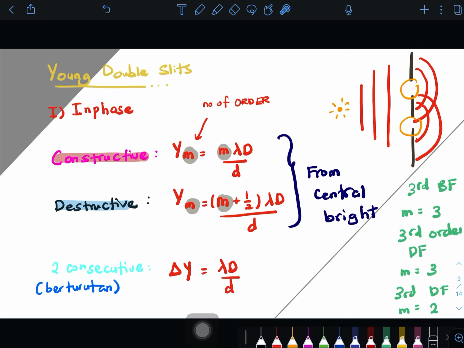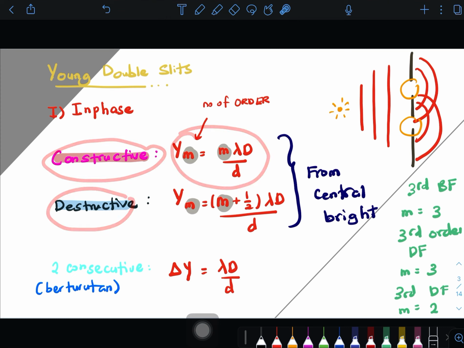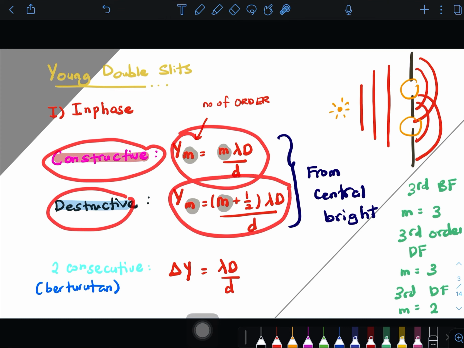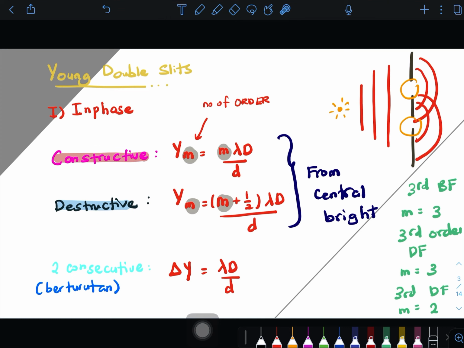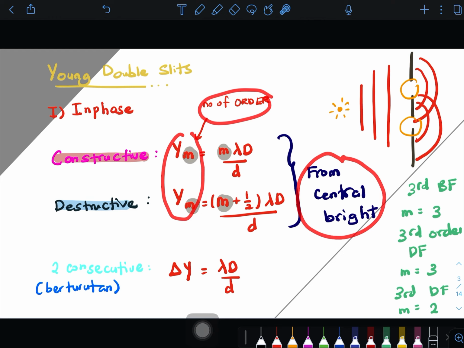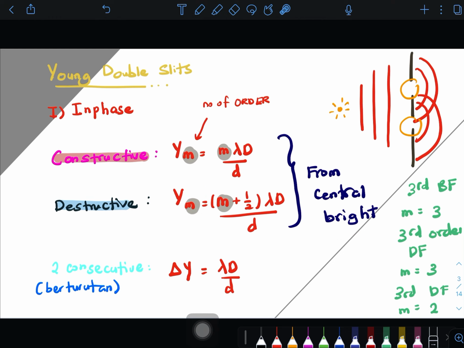Okay, for in phase, in yang double slit, for the constructive interference, Ym equals to m lambda D over d, and for destructive, Ym equals to m plus half lambda D over d. And m is the number of order, and kita ada Ym, and Ym is always from the central bright of the interference pattern.